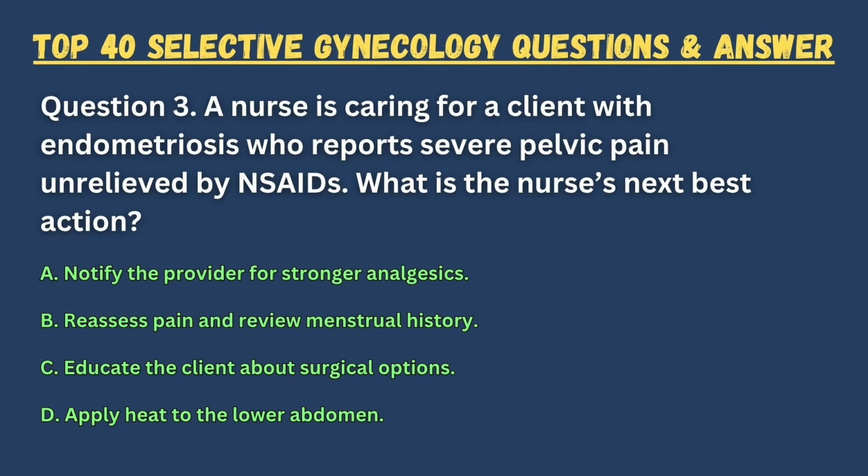Question 3. A nurse is caring for a client with endometriosis who reports severe pelvic pain unrelieved by NSAIDs. What is the nurse's next best action? A. Notify the provider for stronger analgesics. B. Reassess pain and review menstrual history. C. Educate the client about surgical options. D. Apply heat to the lower abdomen.